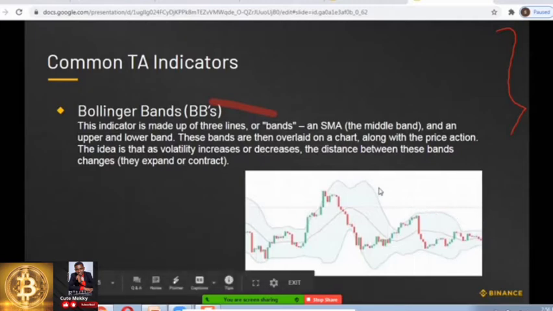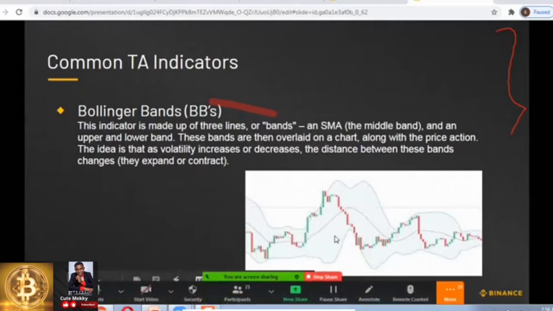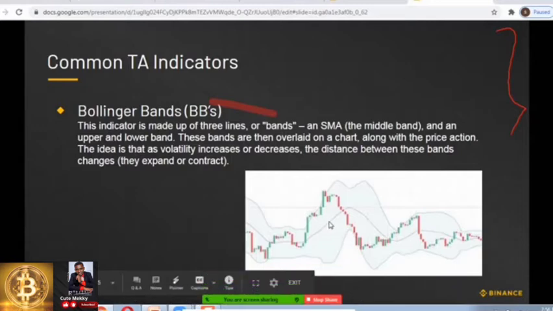So the most important thing you have to note about the Bollinger Band is that it's a volatility indicator. It shows you where volatility increases and where volatility decreases. The place where the Bollinger Band dilates, that is, moves apart from each other, is where there is high volatility. And the place where it squeezes, that is, comes together, like in this case, is where there is low volatility or decrease in volatility.